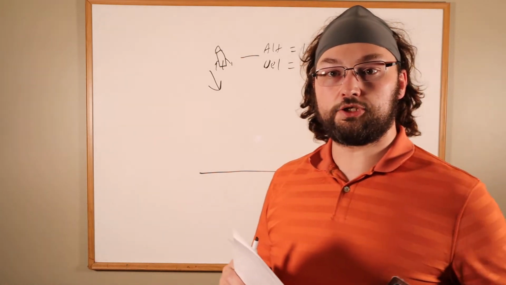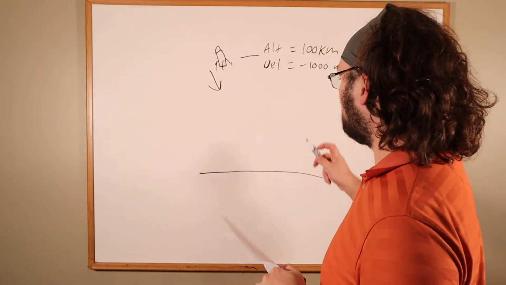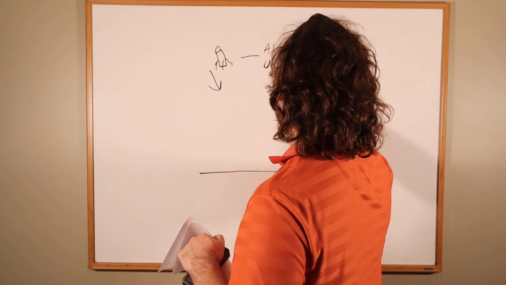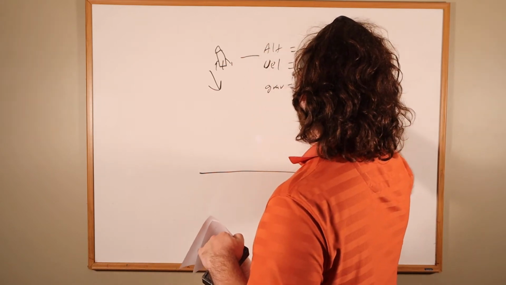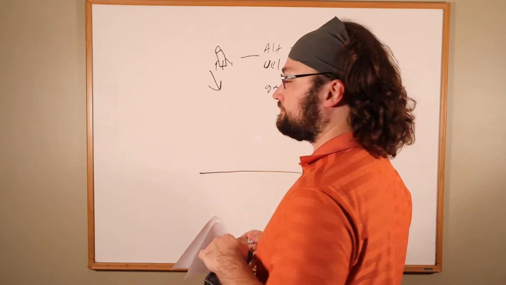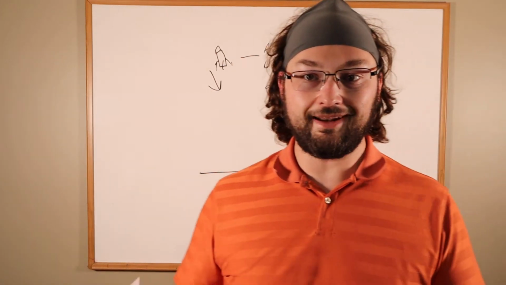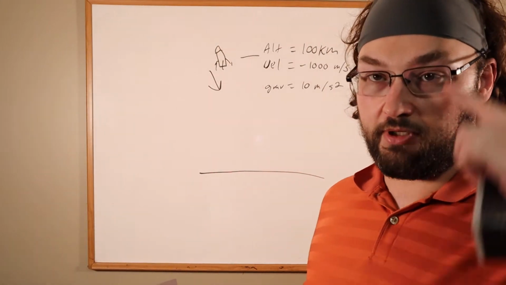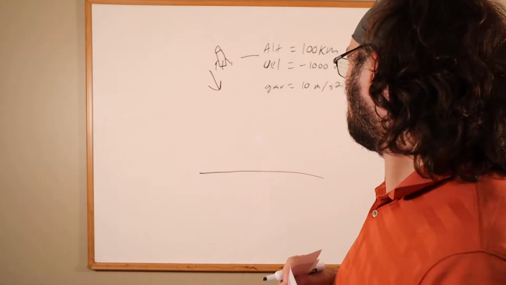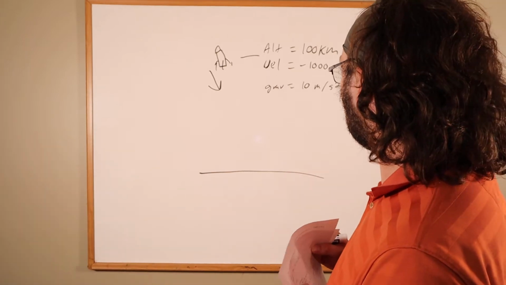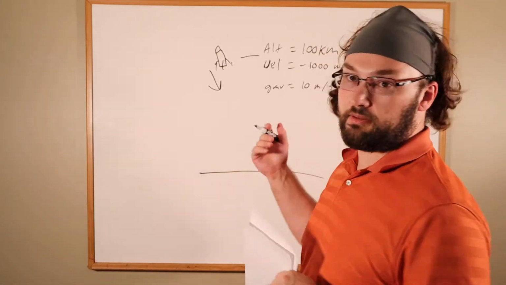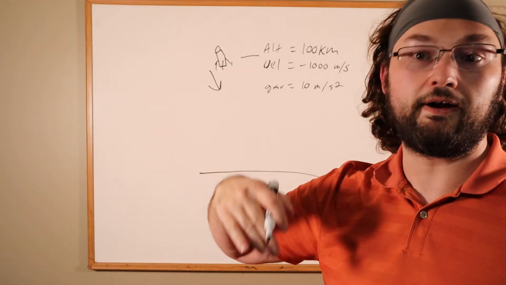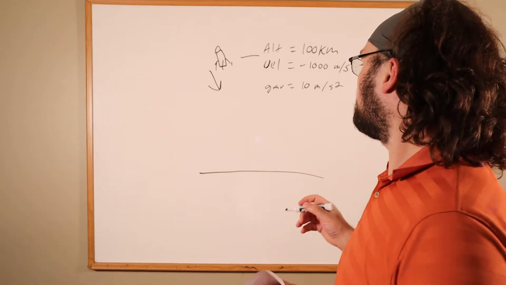Now let's further imagine that acceleration due to gravity is 10 meters per second squared. So every second that we don't act, our velocity is going to increase by 10 meters per second down. Or sorry, the first second we don't act, it's going to go by about 10 meters per second down, but then we're going to go faster and faster because we're accelerating.